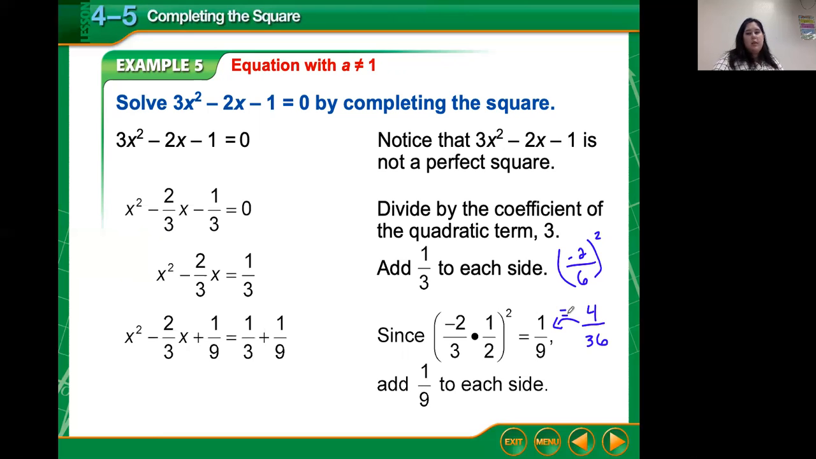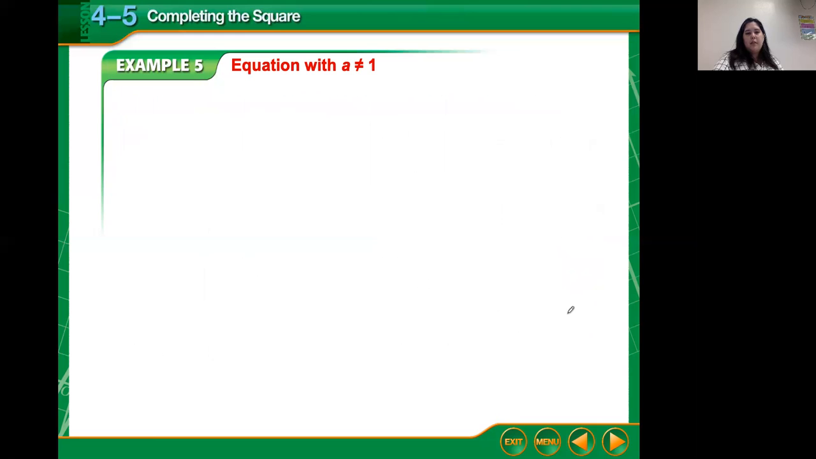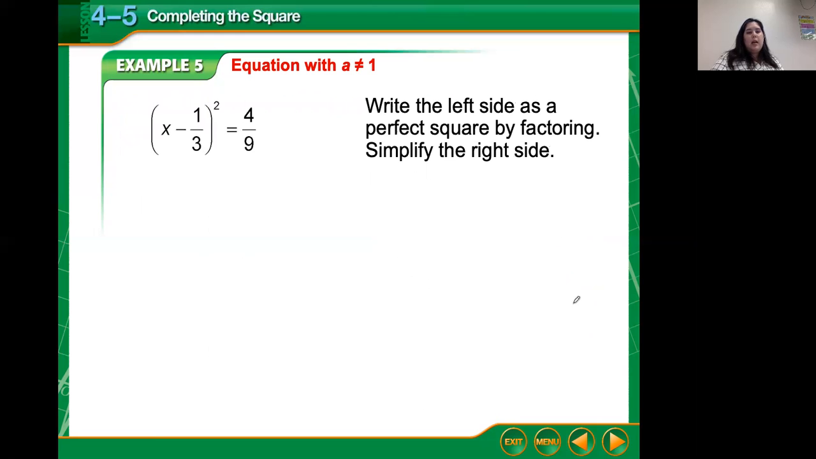So we're going to add 1/9 to both sides. When we do that, we rewrite in perfect square form: x minus 1/3 squared equals 4/9. And that is because on the previous slide we had 1/3 plus 1/9. This is the same thing as saying 3/9 plus 1/9. And as we add fractions, we add the numerators as long as the denominators are the same.